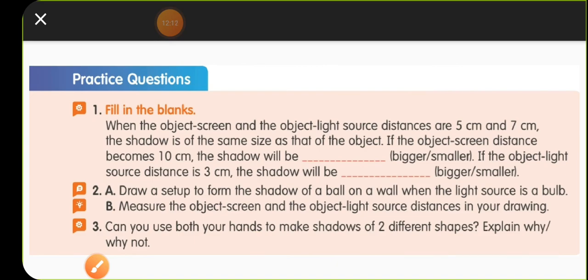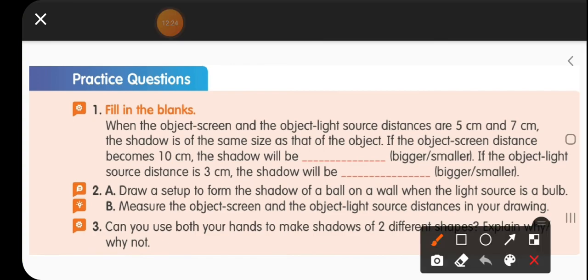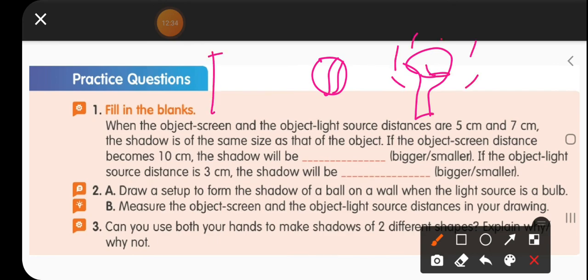Okay, draw a setup to form the shadow of a ball on the wall when the light source is a bulb. Draw the setup to form the shadow of the ball. So now this is the ball and the light source is the bulb. So now you have to draw the setup, like this. Okay. Measure the object screen and the object light source distance in your diagram. They are asking you to measure this distance and this.